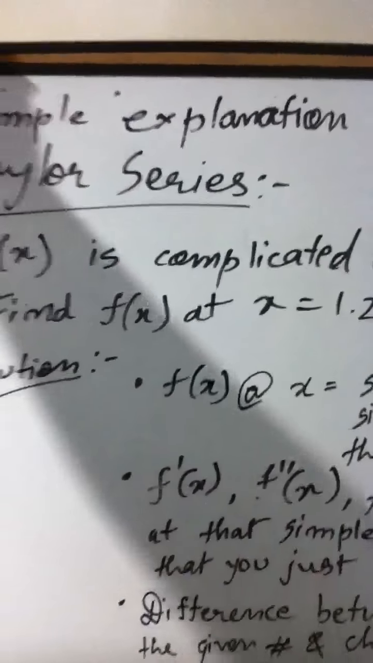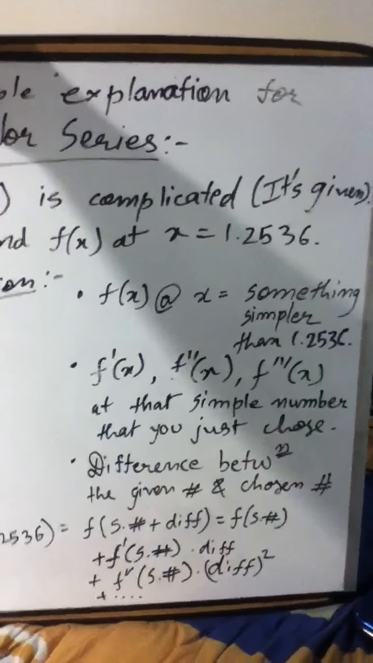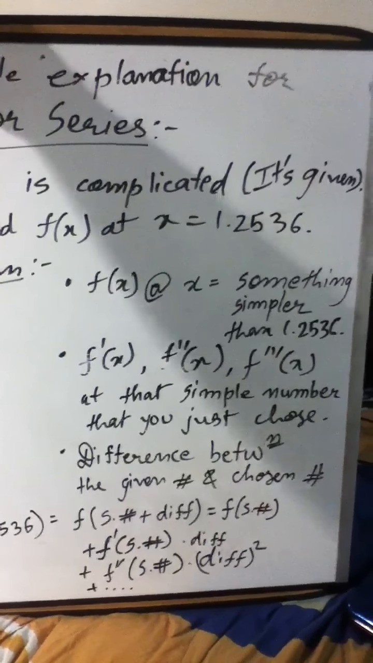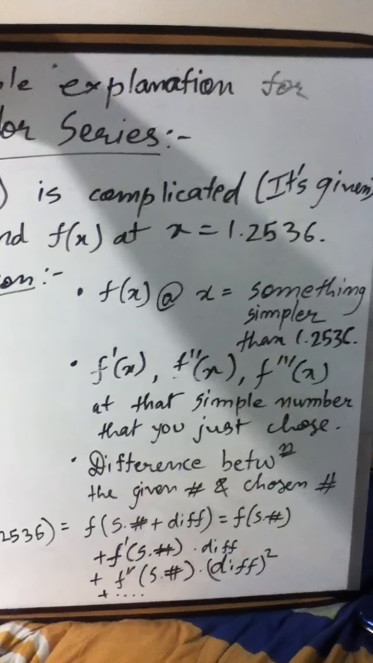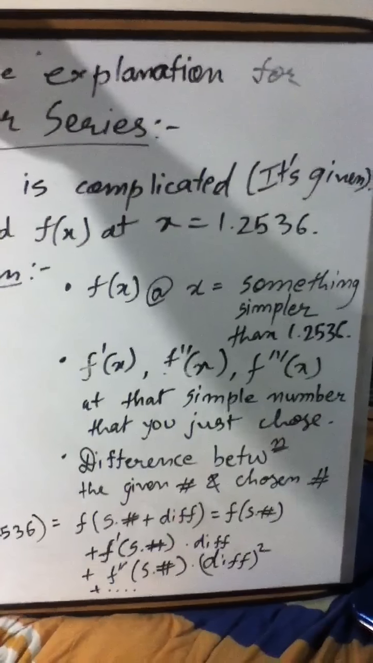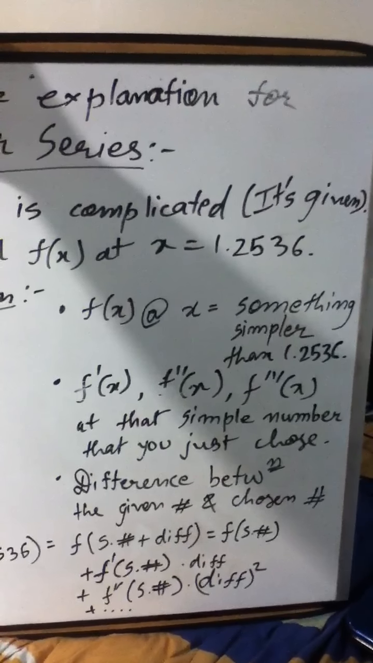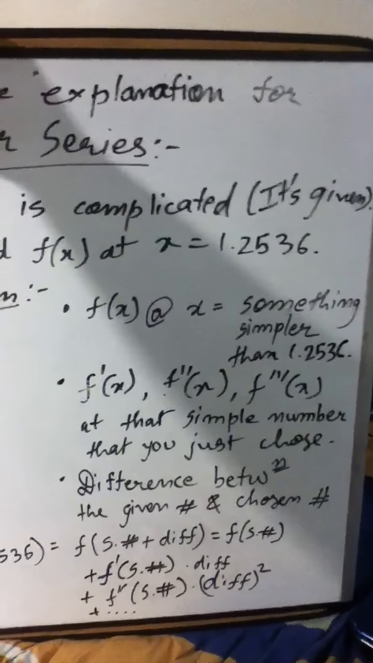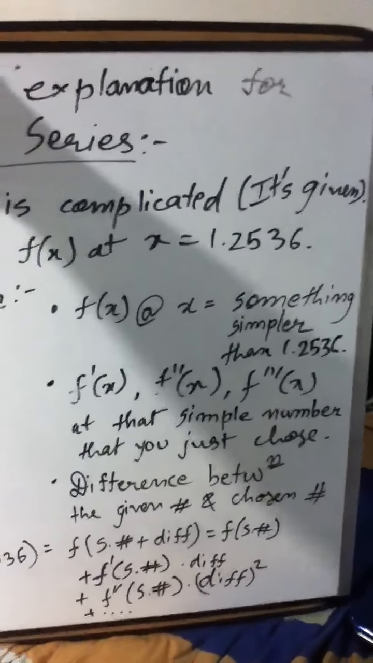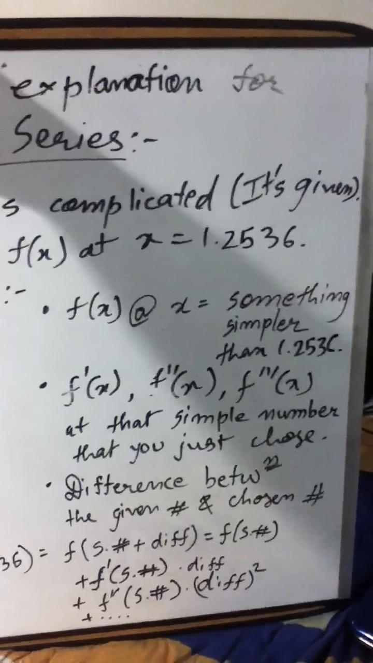Now, in order to do that, you need three things. So this is the solution. I'm going to go over them one after the other. First, f(x) at x equal to something simpler than 1.2536. So you need x at something simpler than this big number. In my example of f(x) equals x squared, the simple number would be 1, because you know the answer to 1 squared, which is obviously 1. So that's the first thing that you need, a simple number. I'm going to denote this by s hash from now on.